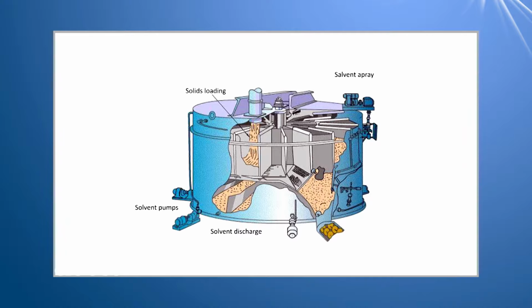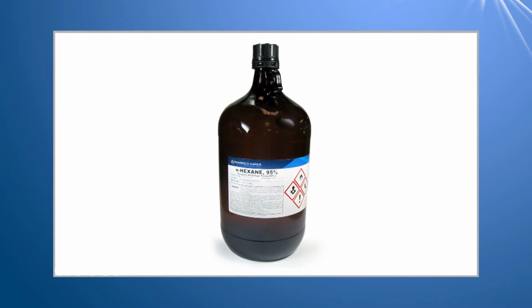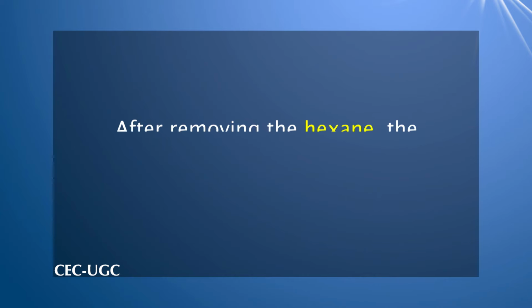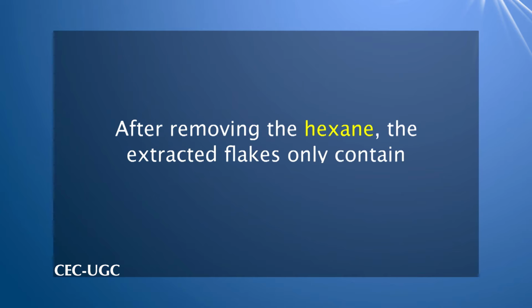The flakes may be conveyed directly to the extractor or to an expander. Here the soybean flakes are put in percolation extractors and immersed with the solvent, normally hexane. Counterflow is used as extraction system because it gives the highest yield. After removing the hexane, the extracted flakes only contain about 1% of soybean oil and are used as livestock meal or to produce food products such as soy protein.